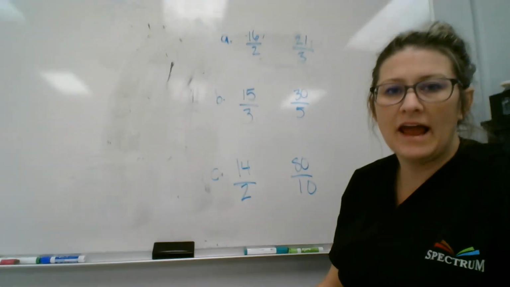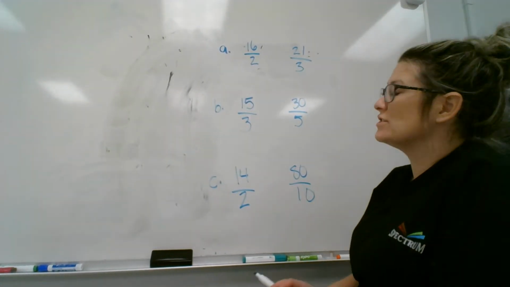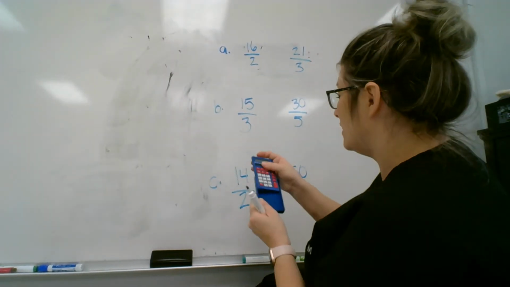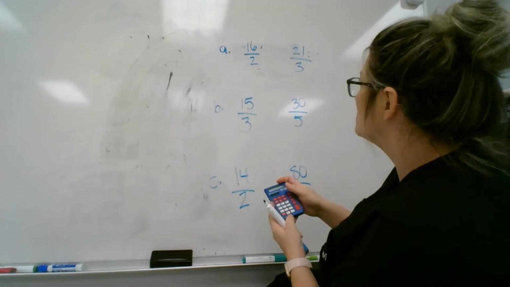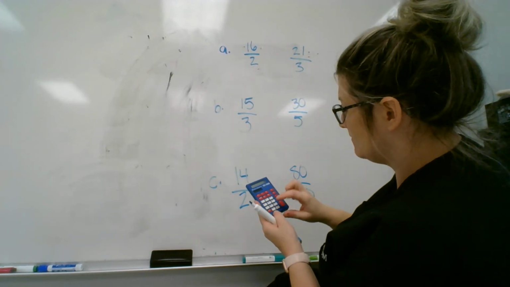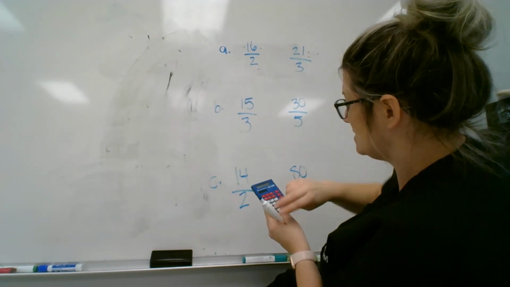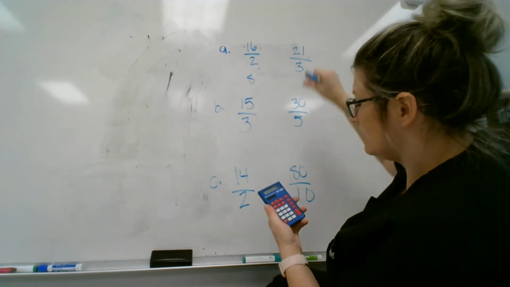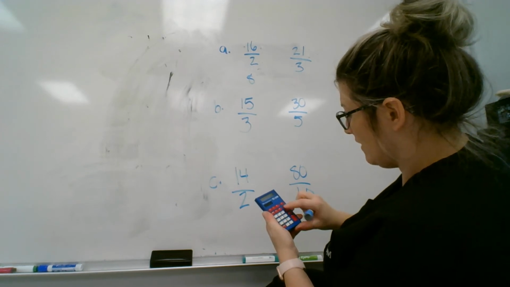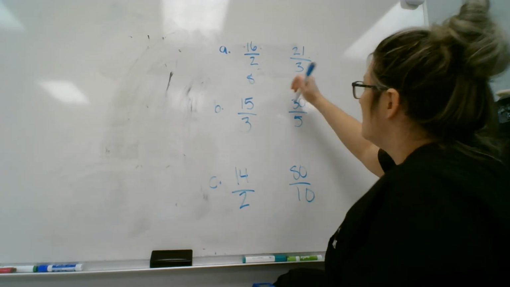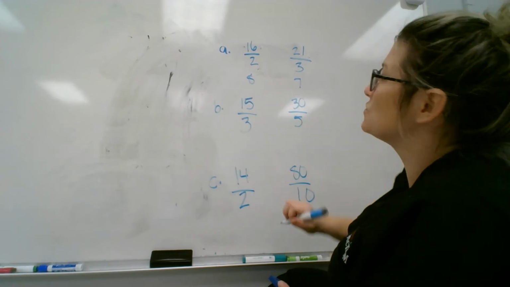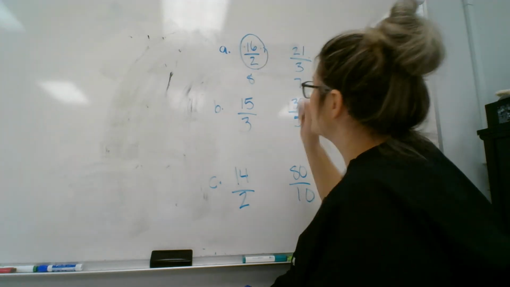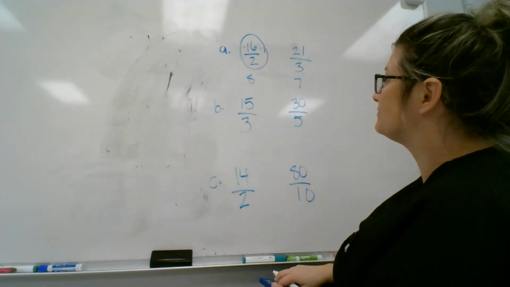Now that I have these fractions written, all of these fractions will equal a whole number. You can use a calculator if you need to or want to. 16 divided by 2 is 8. 21 divided by 3 is 7. Between these two numbers, 8 and 7, which one is bigger? 8. So I'm going to circle this first fraction because that fraction is bigger.